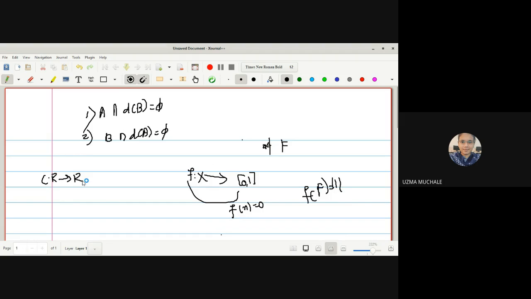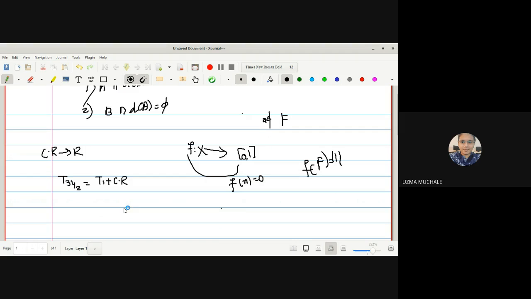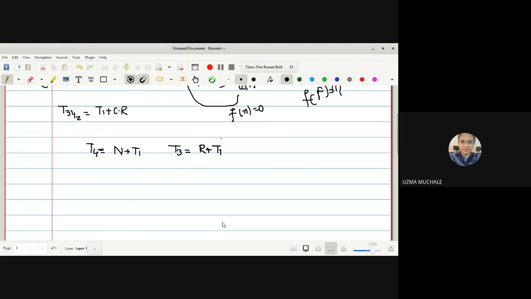Then we have seen that every completely regular space is a regular space. Then we have seen the definition of a T3 half space. T3 half space is T1 plus completely regular. In a very similar way, we have discussed in detail what a normal space is, and what T4 is. T4 space is nothing but normal plus T1, right? In a very similar way, we have a T3 space. What is a T3 space? Regular plus T1, and we have seen that there is no relation between regular and normal.